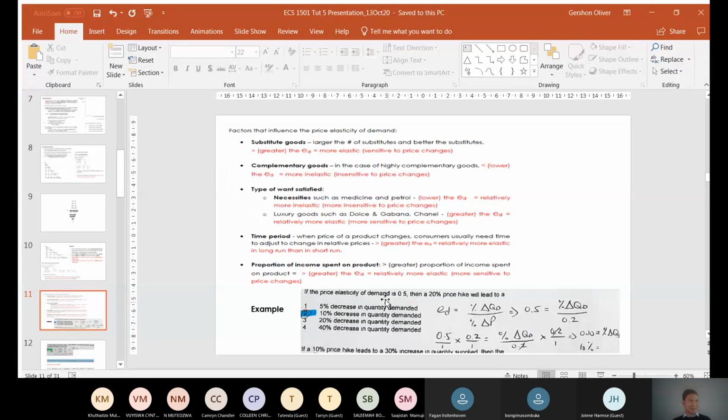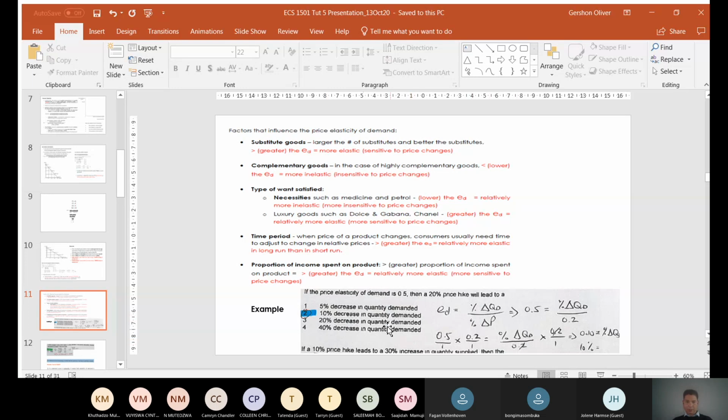You know, it says 0.5, but it's actually negative 0.5. They're ignoring the minus sign. Okay. Then a 20% price hike will lead to a: first option, a 5% decrease in quantity demanded; a 10% decrease in quantity demanded; a 20% decrease in quantity demanded; a 40% decrease in quantity demanded.